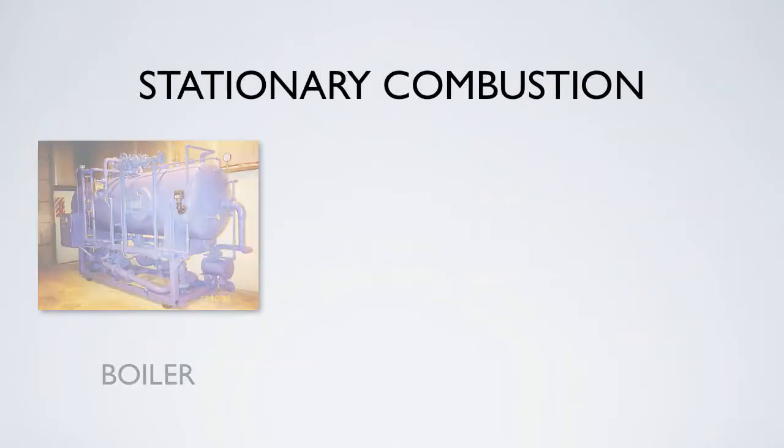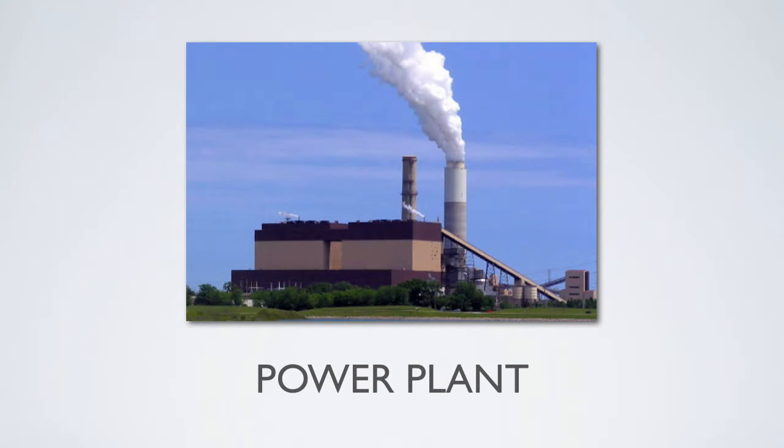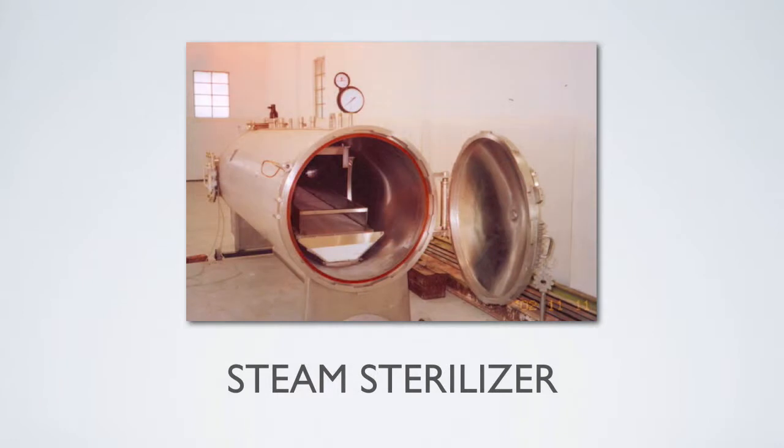Stationary combustion is the combustion of fuels in stationary equipment such as boilers, furnaces, and incinerators. It is generally used at industrial facilities to generate electricity, heat, or steam. For example, power plants use stationary combustion to generate electricity. Cement plants use stationary combustion to generate heat. And many facilities use stationary combustion to generate steam for various reasons, such as sterilization.